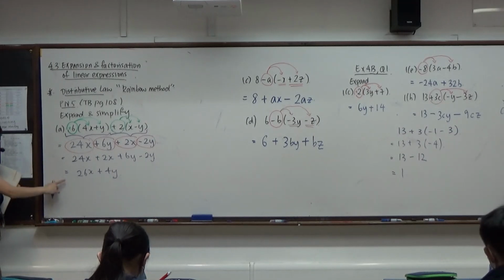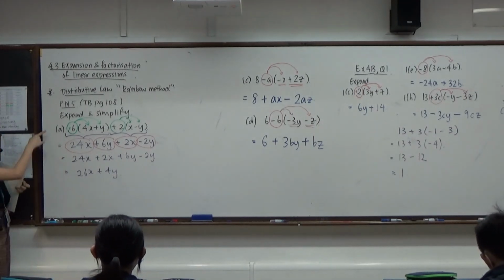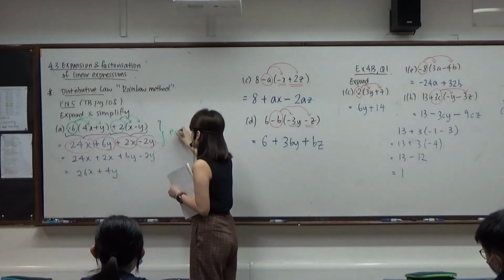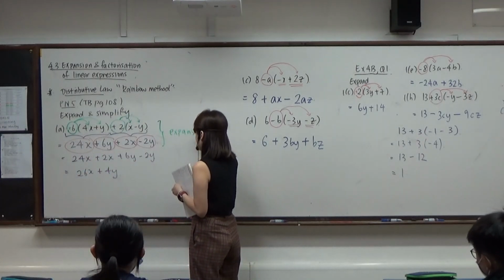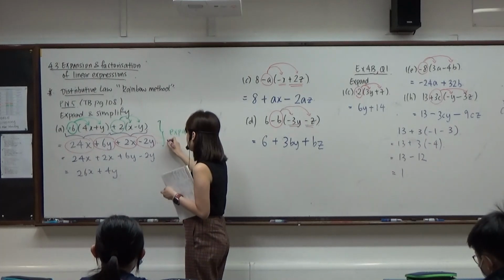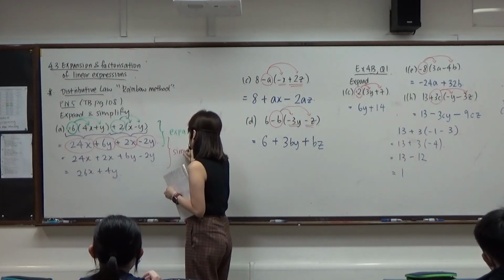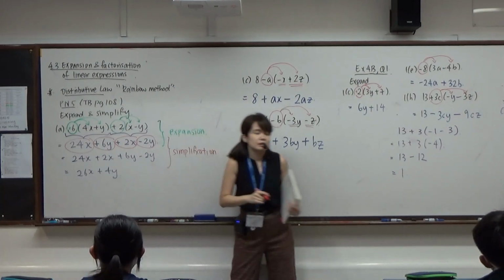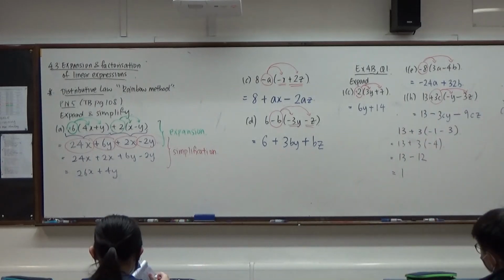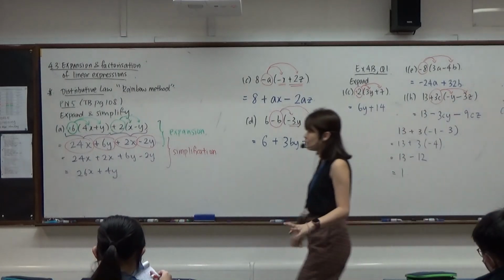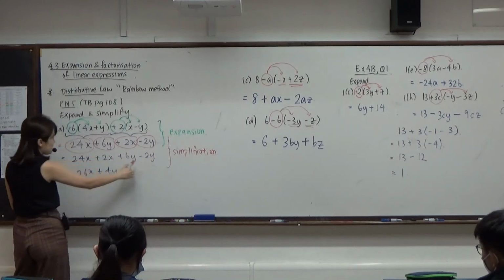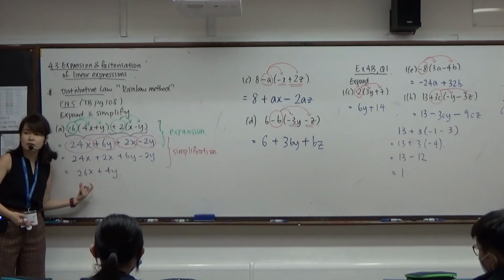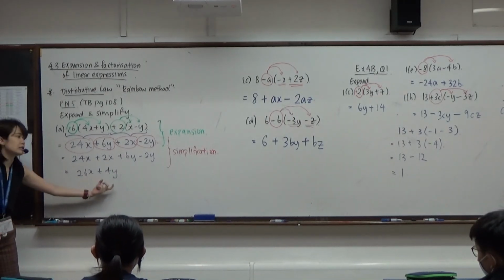So this process is what we call simplifying. Earlier on, that is what we call expansion. So this is your expansion, this is your simplification. Simplifying means that we don't want so many x's around, we don't want so many y's all over the place. We combine it, we streamline it into single x, single y, single terms itself.